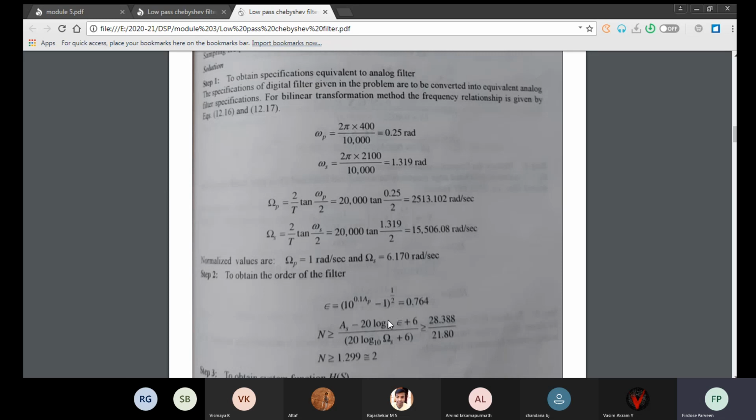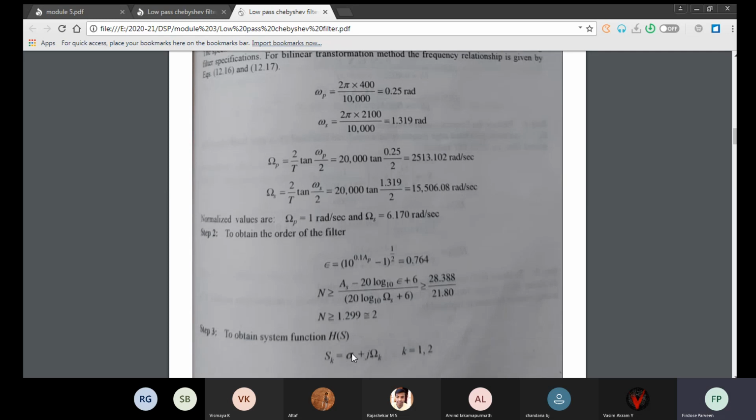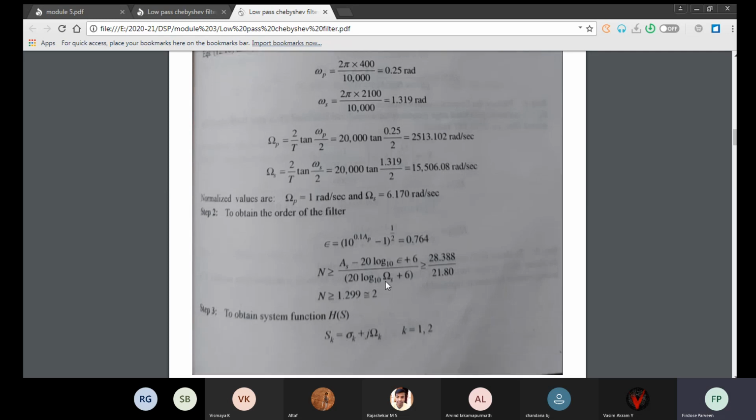Take AS as 20 decibels. Epsilon you will be getting it as 0.764. Omega S you take it as 6.17. You will be getting it as 1.299. So round it off that to 2. So here to obtain the system function, k is equal to 1, 2.